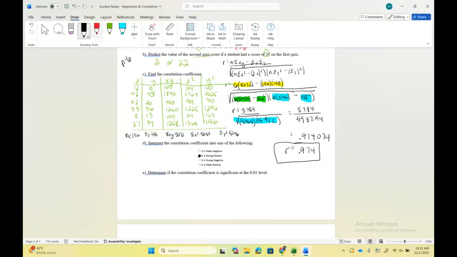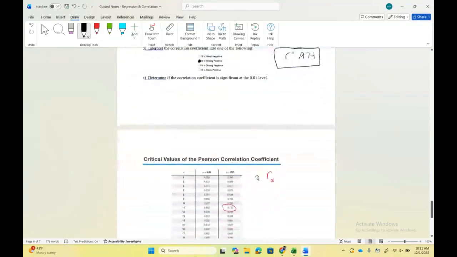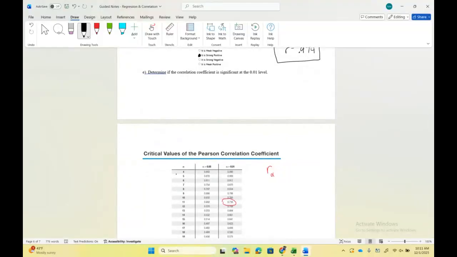Okay. All right. So now I'm going to determine if that is significant at the 0.01 level. So let's go to our table here. We have N is 6 at the 0.01 level. So it looks like our critical value is 0.917. So the value we found was 0.974. That is bigger, so that it is statistically significant.